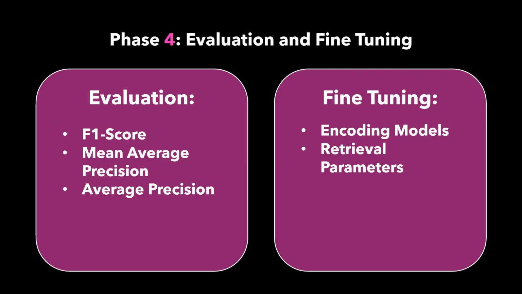Phase 4 consists of evaluation and fine-tuning. The right evaluation metrics can give you a better window into how the RAG model performs, and some examples of metrics that can be used to assess the function of the model are the F1 score, mean average precision, and average precision. These evaluation metrics will give you a sense of how good our model is, and we can fine-tune it by tweaking our retrieval parameters or changing our encoding models to improve the results.